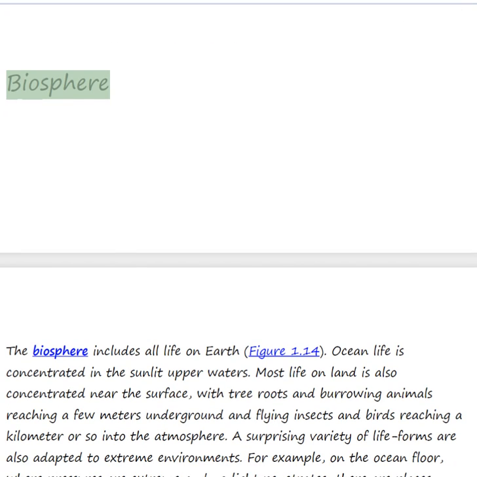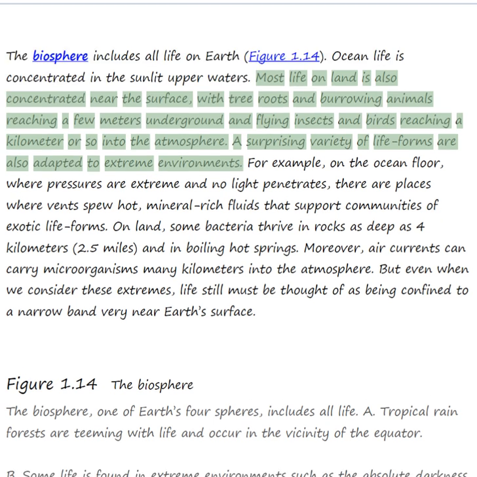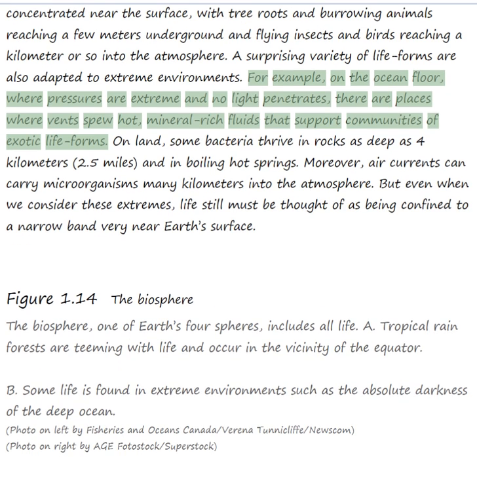Biosphere. The biosphere includes all life on Earth. Ocean life is concentrated in the sunlit upper waters. Most life on land is also concentrated near the surface, with tree roots and burrowing animals reaching a few meters underground and flying insects and birds reaching a kilometer or so into the atmosphere. A surprising variety of life forms are also adapted to extreme environments. For example, on the ocean floor, where pressures are extreme and no light penetrates, there are places where vents spew hot, mineral-rich fluids that support communities of exotic life forms.